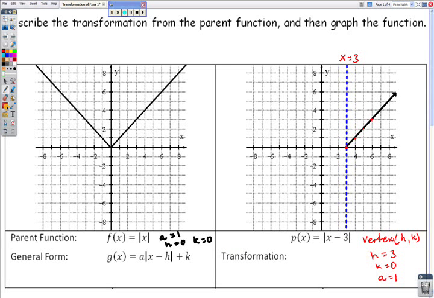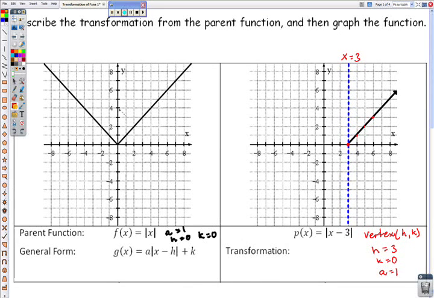And then we need to draw the other side. The other side is simply a mirror image. So we're going to go up 1 and left.